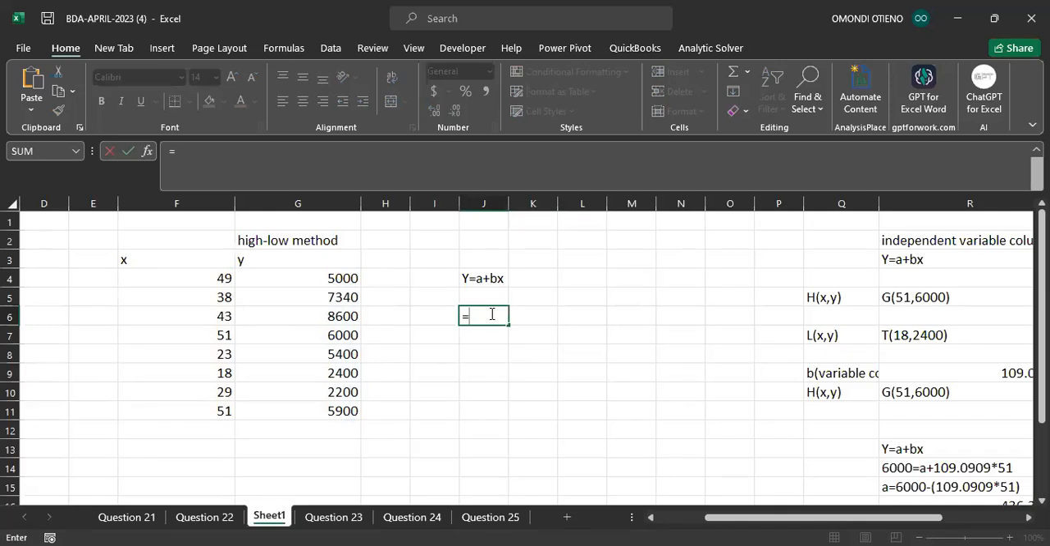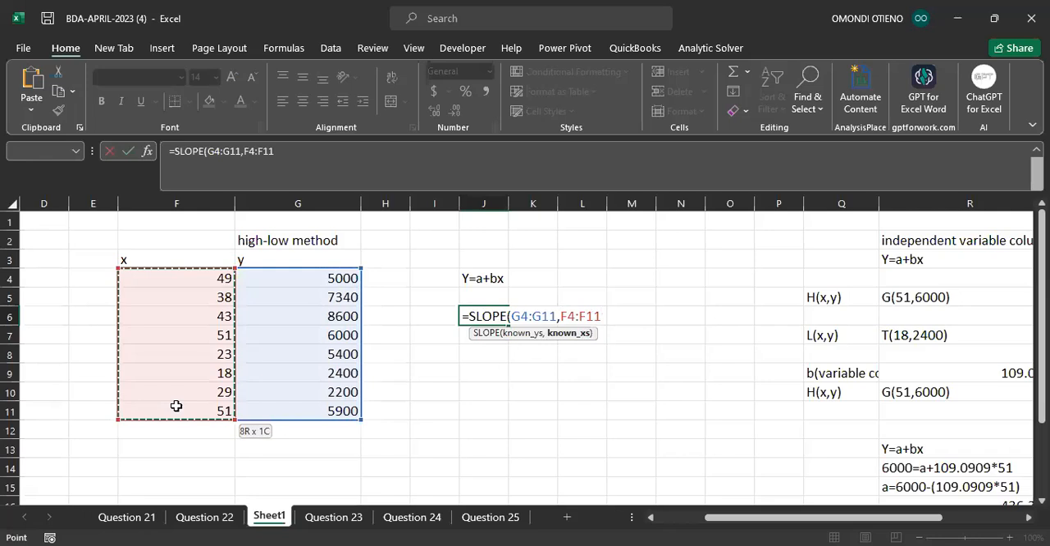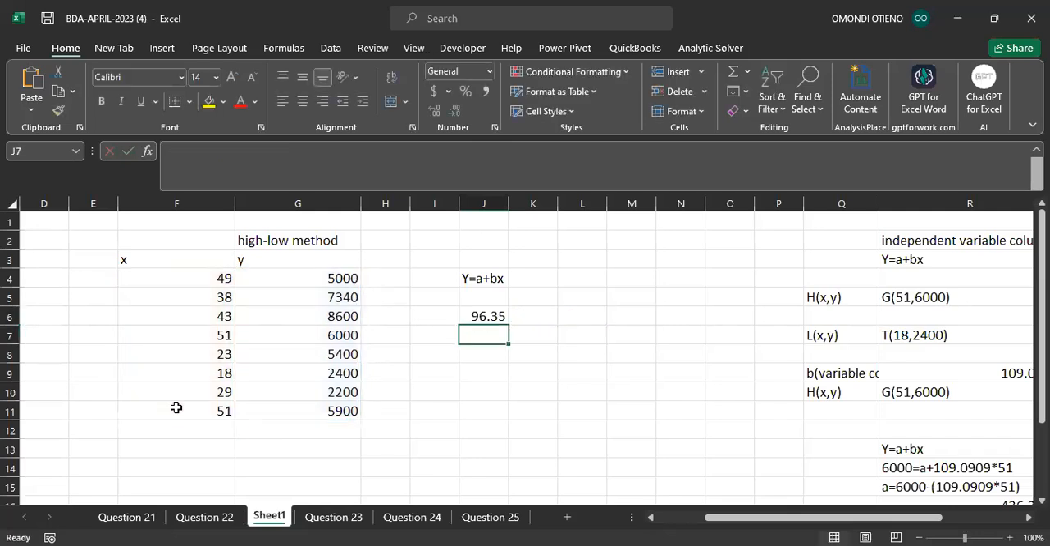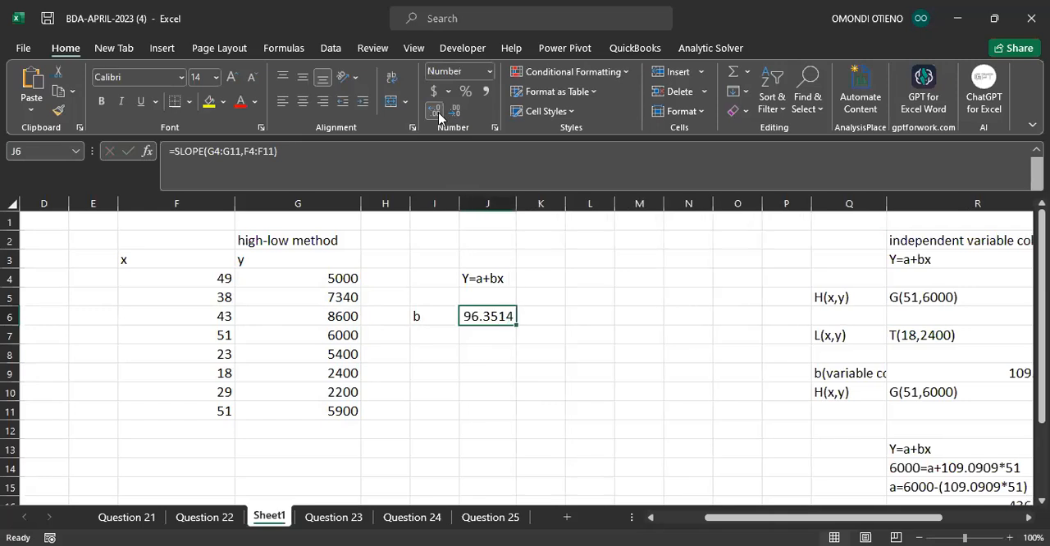Equal to slope. So type the word slope. Known values of Y are these ones here, comma. Known values of X are these ones here. Then you close the bracket. If that is done, what are we getting as the cost function? The slope, that is the value of B. The value of B is 96 point. Let me put it to 4 decimal places.